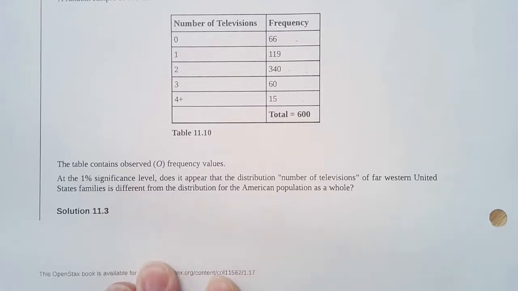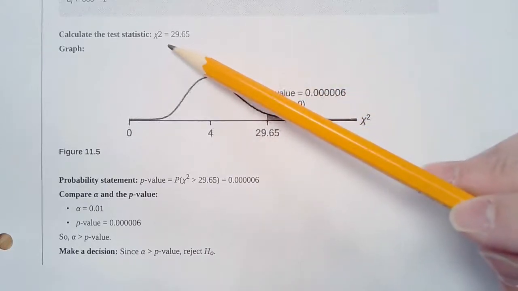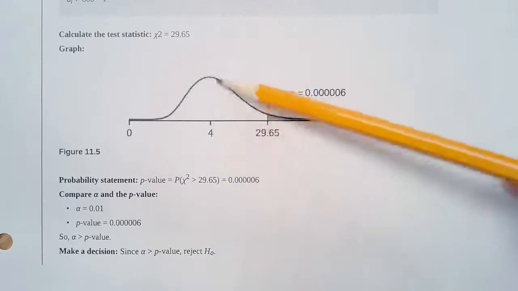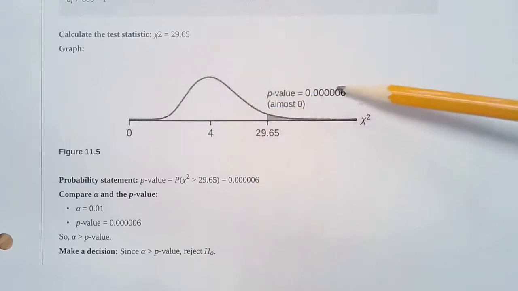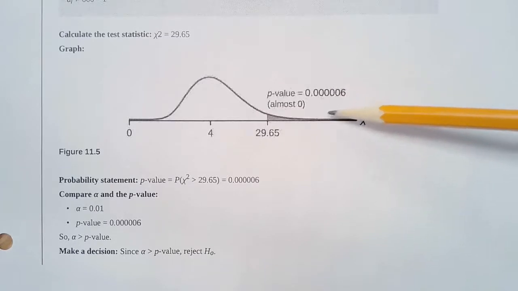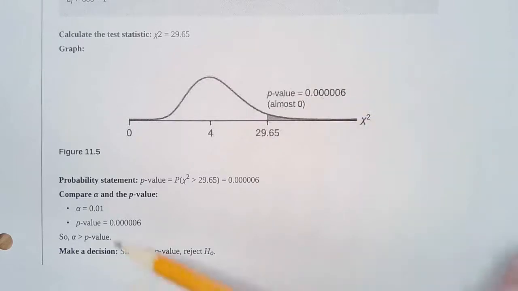Alright, so our chi-squared test statistic was 29.65. Okay, that's right here. 4 is our degrees of freedom. And our p-value was 0.000006. Okay, almost 0. And this is right-tailed, so we're shading to the right. Okay, and when we compare our p-value to our alpha, it's low, so that's going to lead us to reject the null hypothesis.